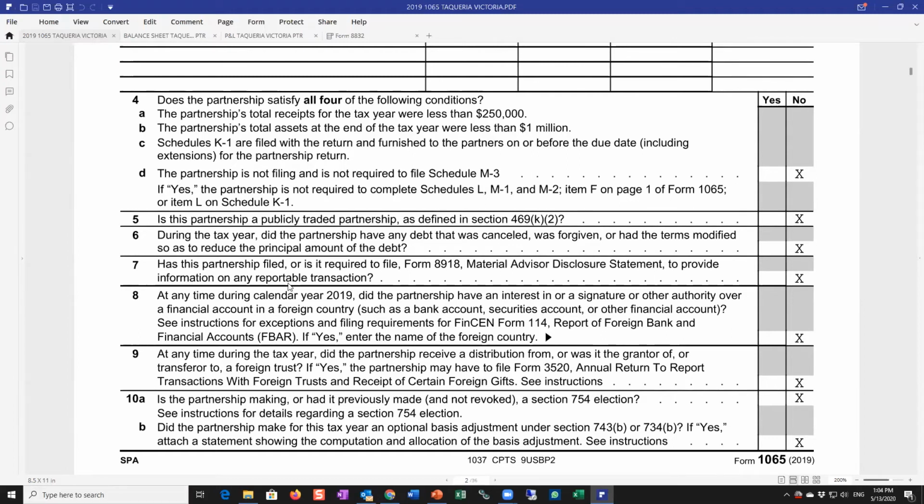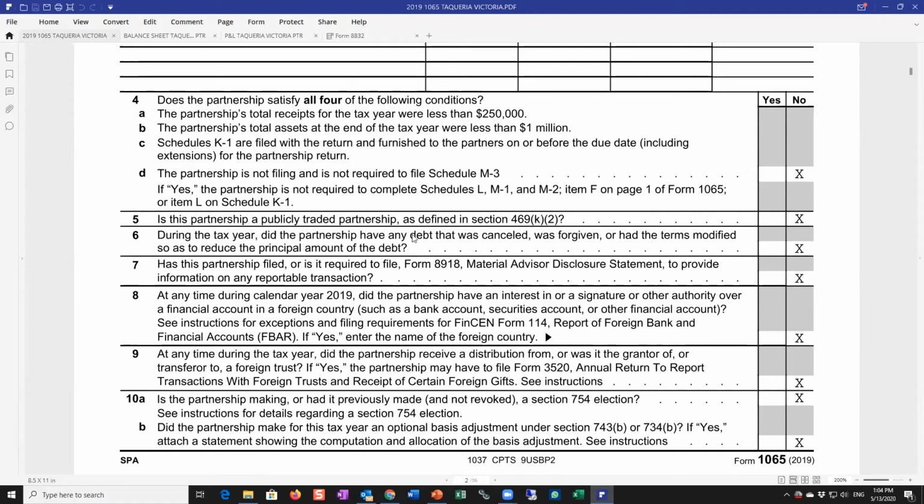Is this a publicly traded partnership? No. And now, most of these questions, even though we're gonna go through them all line by line, honestly, most of these questions, you're gonna find that the answer is gonna be no. Very rarely will you have a yes in most of these fields here.